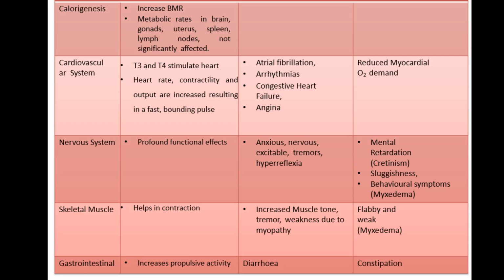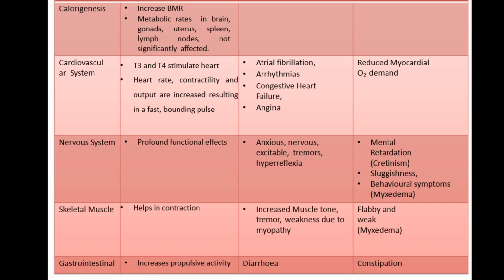Next effect of T3 and T4 is calorigenesis. As we have seen, T3 and T4 increase the basal metabolic rate by stimulation of cellular metabolism. And due to the increase in cellular metabolism, there is an increase in body temperature. This effect is known as calorigenesis. So T3 and T4 play an important role in temperature regulation.